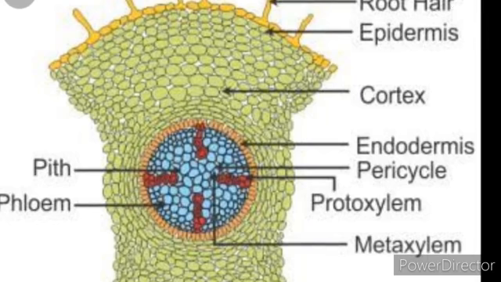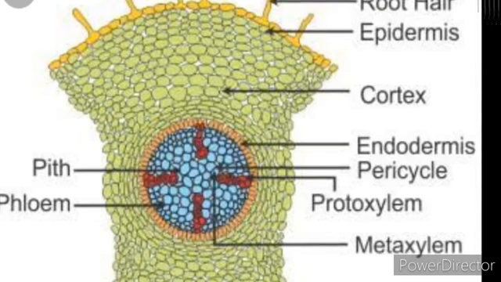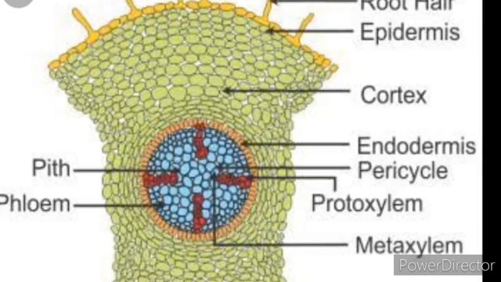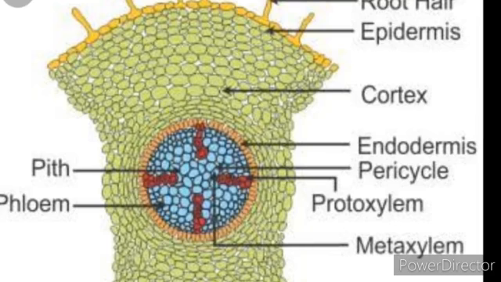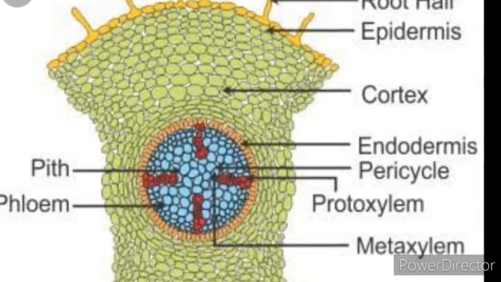It comprises a single layer of barrel-shaped cells without intercellular spaces. So here you can see no intercellular spaces. All are attached to each other. These are barrel-shaped, like rectangular. The tangential as well as radial walls of the endodermal cells have Casparian strips. You know very well what Casparian strips are. In the first chapter we have seen this.